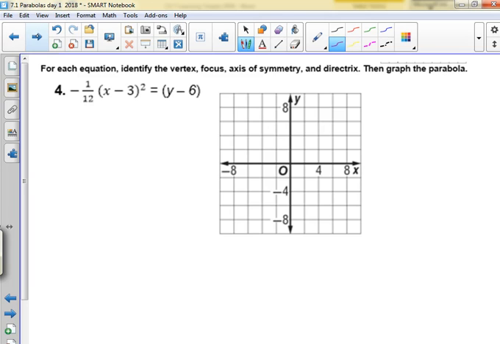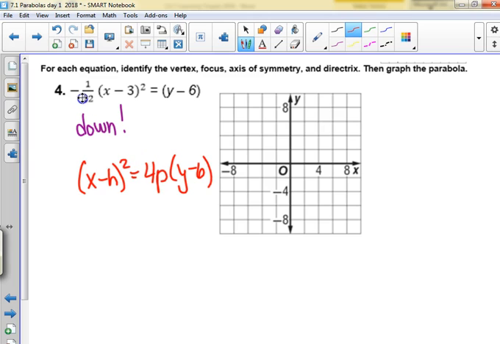I'm going to skip this one. Is that okay? Which way would this one open? This would open down because it's got an x squared and a negative. Okay. Anybody know what P would be? Oh, they're just evil. Is this even the right form? On my sheet, it says x minus h squared equals 4p y minus 6. So what do we need to do?